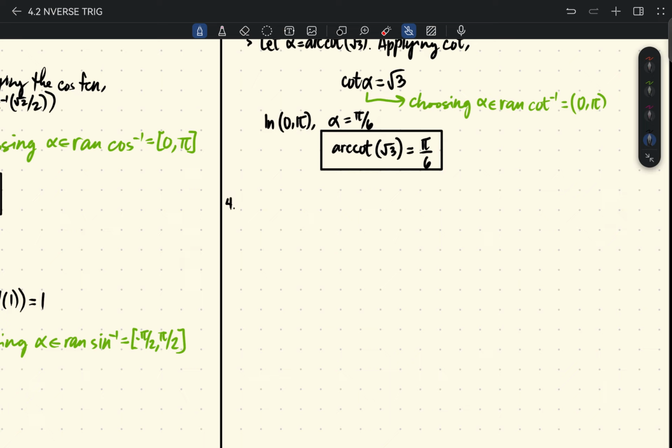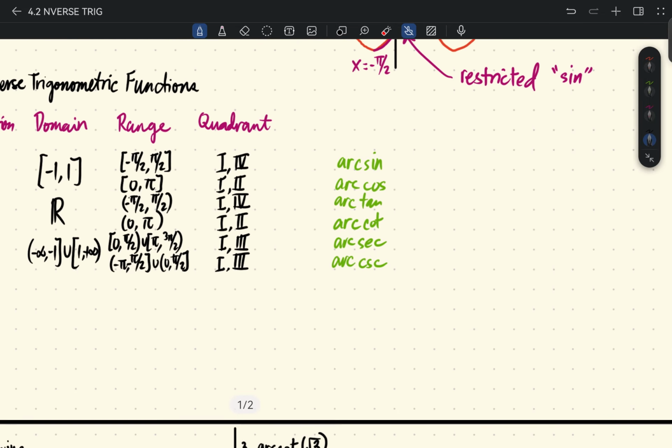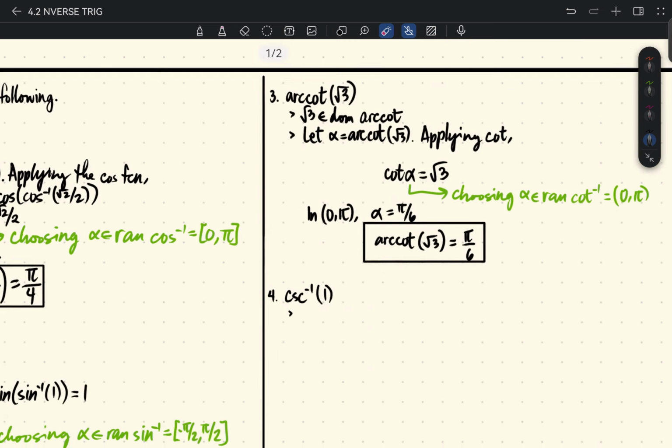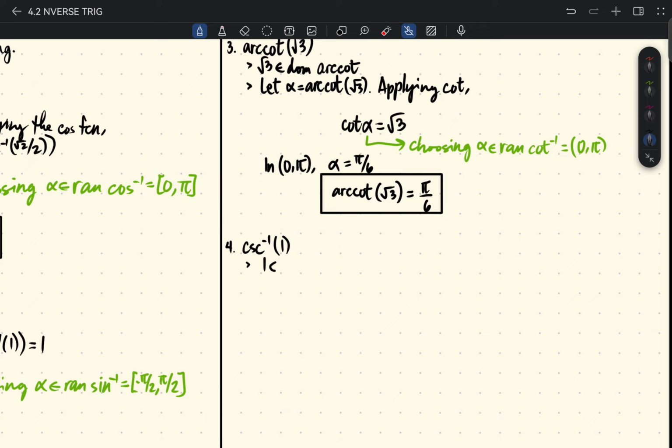Next example, let's consider cosecant inverse of 1. Cosecant inverse of 1. First, let's check if 1 is in the domain of cosecant inverse. So cosecant inverse has domain negative infinity to negative 1, union 1 to positive infinity. And as we can see, 1 is included. So 1 is in the domain of cosecant inverse.